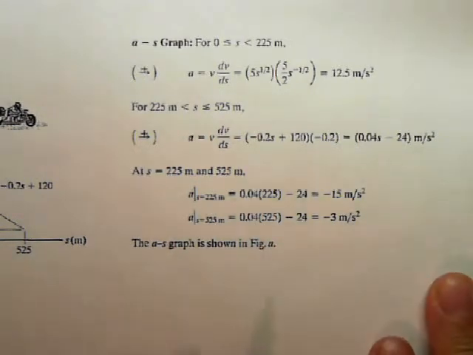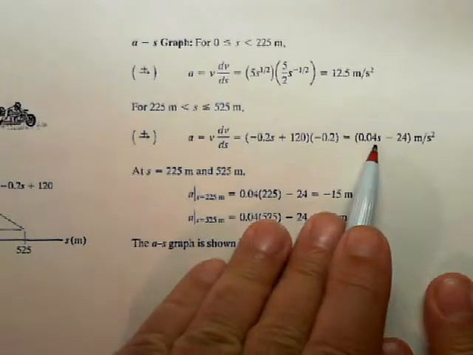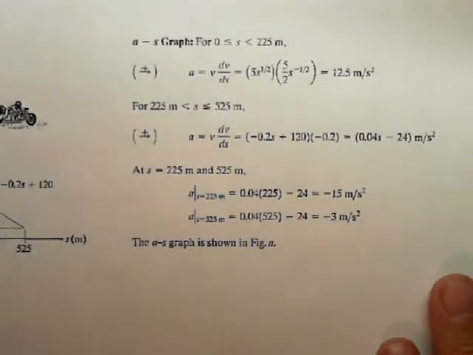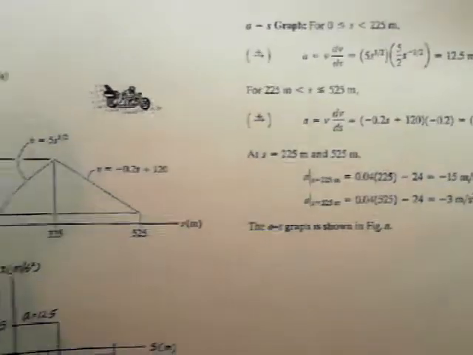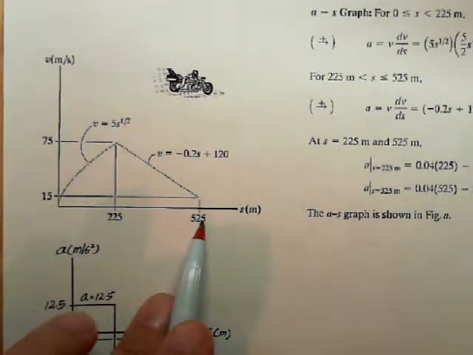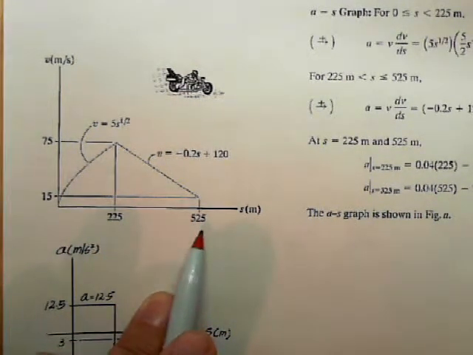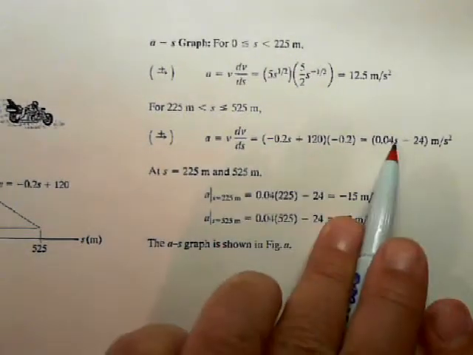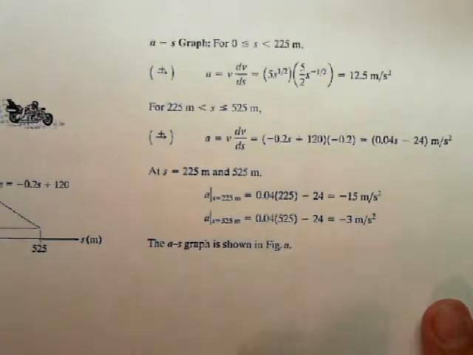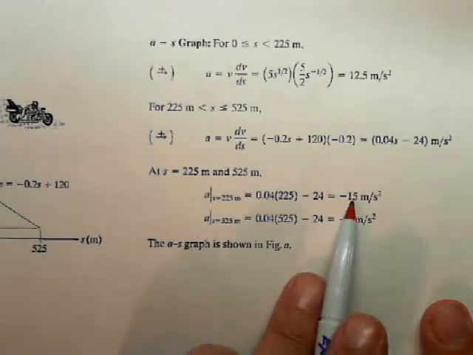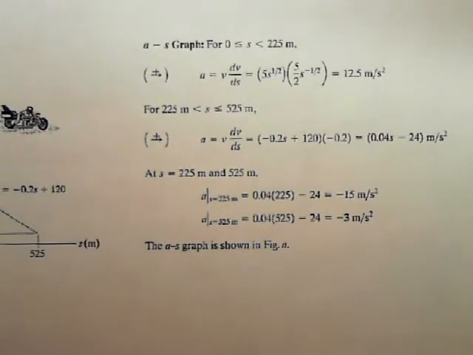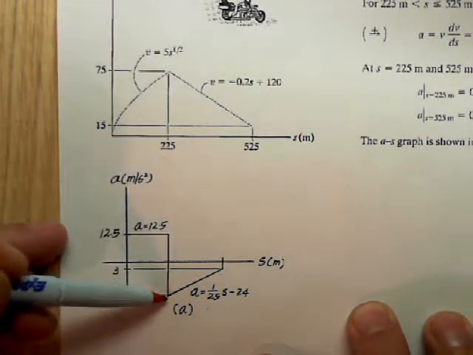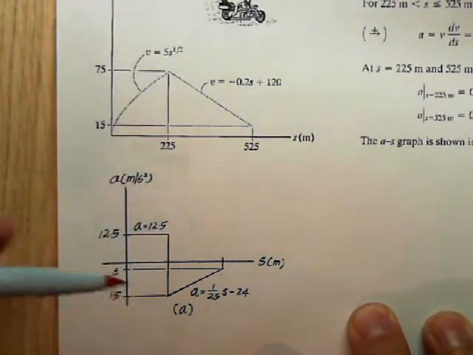And so we need to calculate a few data points for this thing. We do notice that that's a linear term. It's a straight line. We'll be drawing a straight line. So we need to evaluate A at 225 and at 525 to know how to deal with that straight line. And so plugging in S equal 225 and 525 into this equation, we get a minus 15 and a minus 3.